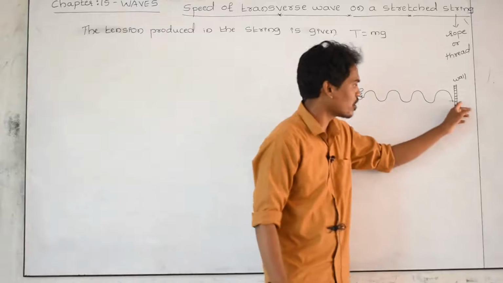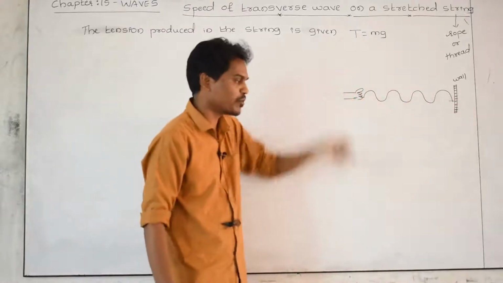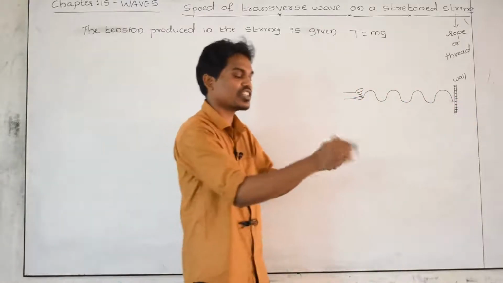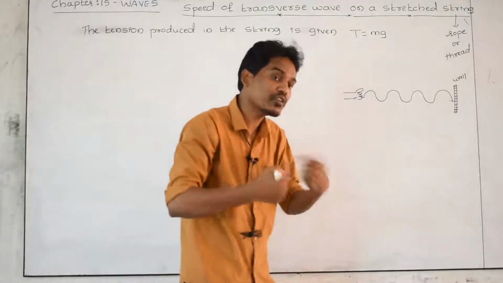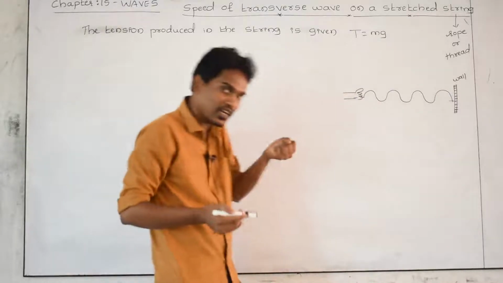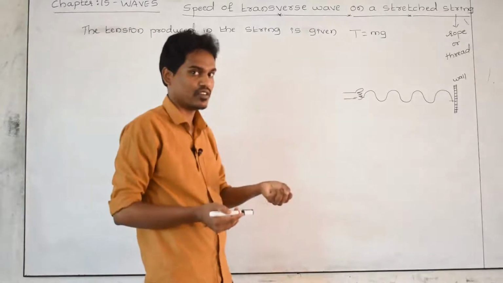One end is attached to the wall, the other end is in your hand. If you just jerk the wire, it does not produce a wave. In order to produce a wave, what you need to do? You need to stretch the wire, then you jerk your hand.